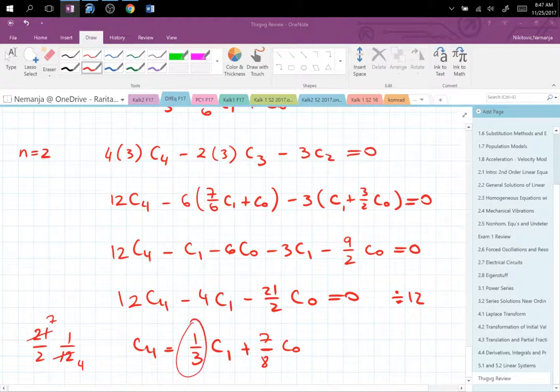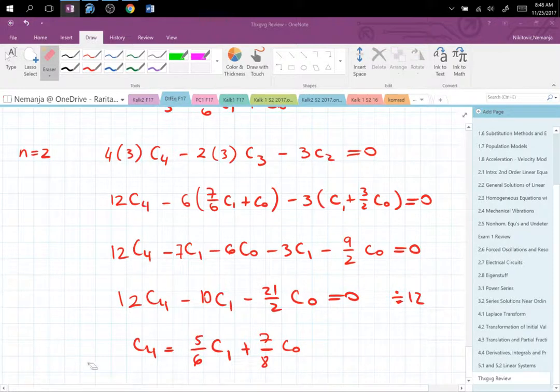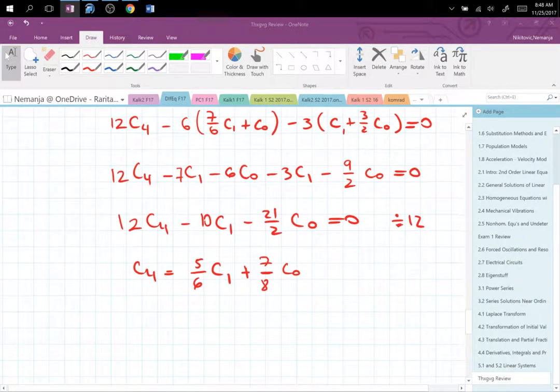Over here? Yeah. Oh, I forgot the 7 somewhere? 7. So that's a 10. So 5/6. Yes, thank you. That definitely helps. So that's c4. n equals 3. Maybe we can stop after that. I don't know.